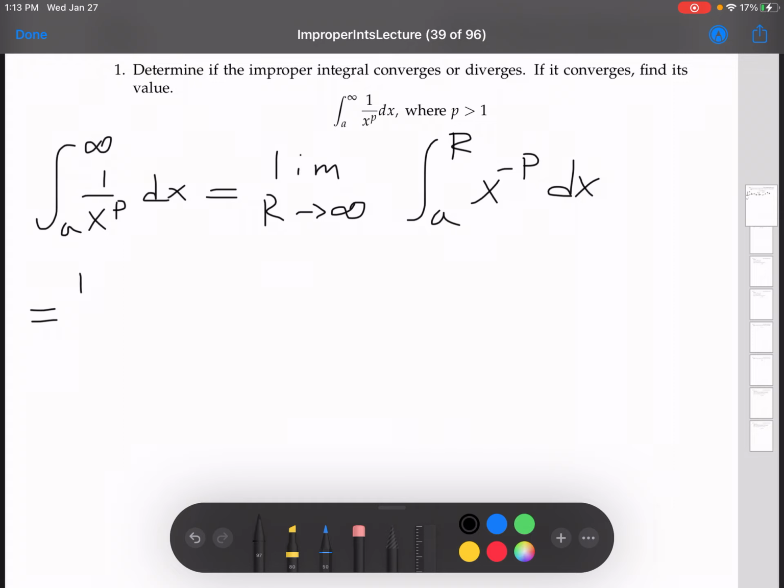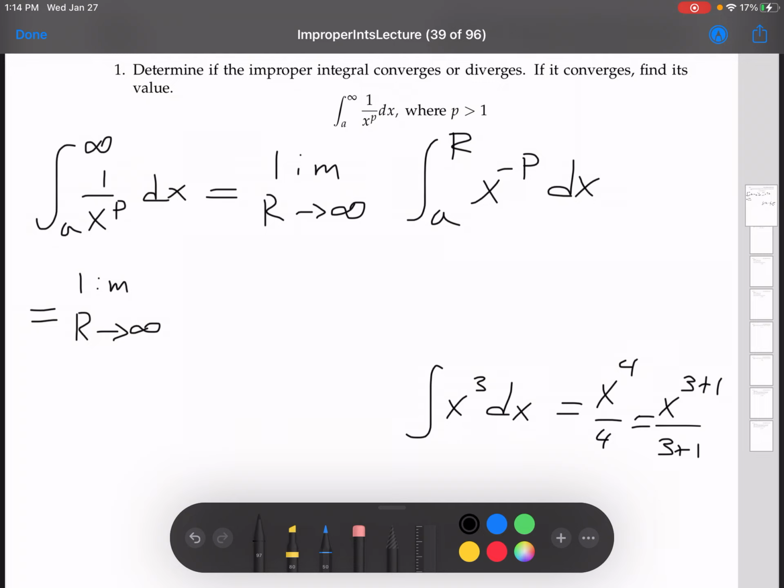This is equal to the limit as r approaches infinity. I'm just going to leave the limit and evaluate the integral. Remember, if you had the integral of, say, x cubed, you would add 1 and divide by that amount. So this would be x to the 3 plus 1, x to the 4th, so x to the 4th over 4, otherwise known as x to the 3 plus 1 over 3 plus 1. So you could write it like that.